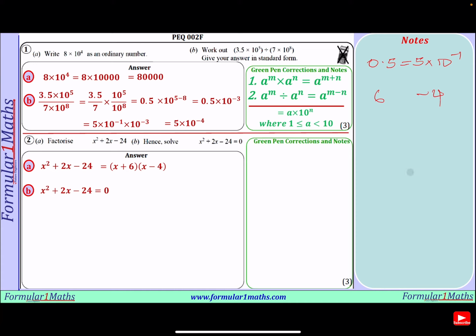Now for B, to solve that, we've already factorized it. So we equate that to 0 because this is the same as that which is here. So we equate that to 0 to get that. It means that this will be equal to 0 and that will be equal to 0. So we have this or that. Now we can solve for x to get x equals minus 6 and x equals 4. And that's the answer for question 2b. Question 3.